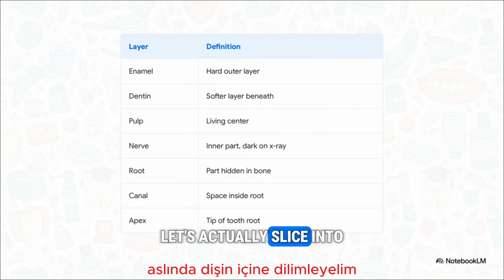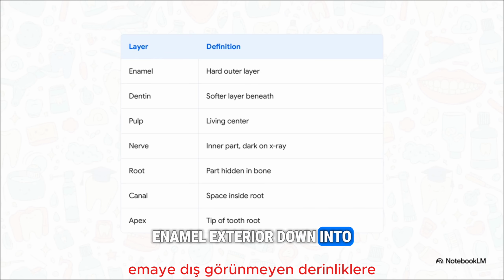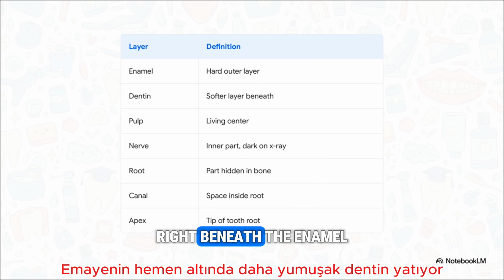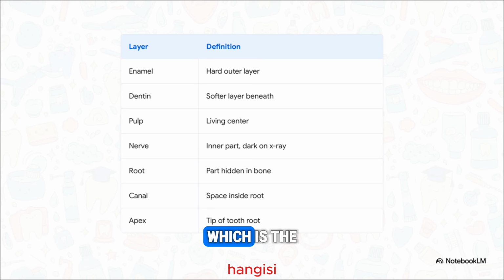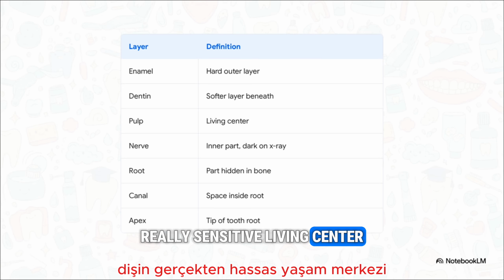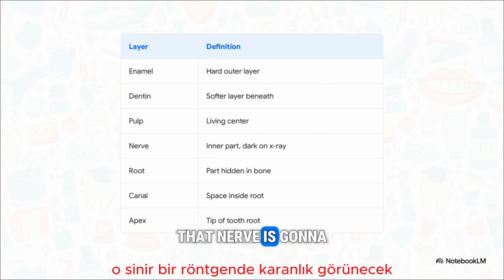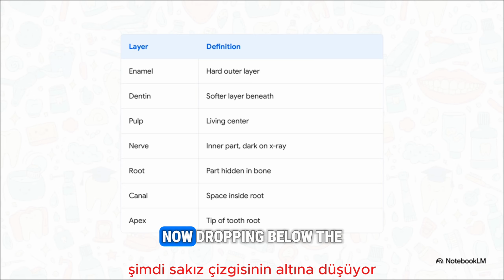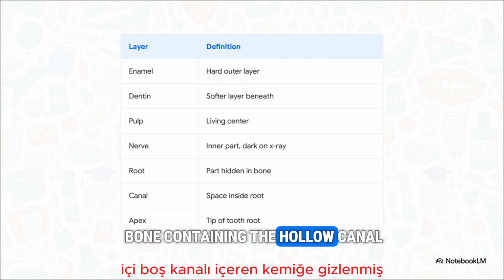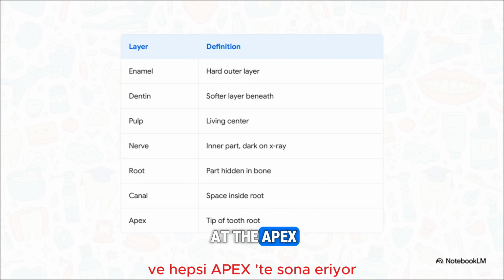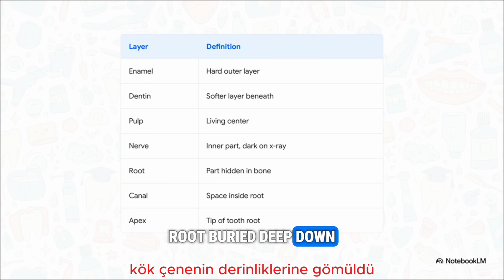Let's actually slice into the tooth itself, moving from the hard enamel exterior down into those unseen depths. Right beneath the enamel lies the softer dentin. That dentin protects the pulp, which is the really sensitive, living center of the tooth. Inside that pulp is the nerve, and keep in mind that nerve is going to look dark on an X-ray. Now, dropping below the gum line, we find the root, hidden away in the bone, containing the hollow canal, and it all culminates at the apex. That is the absolute tip of the tooth root, buried deep down in the jaw.